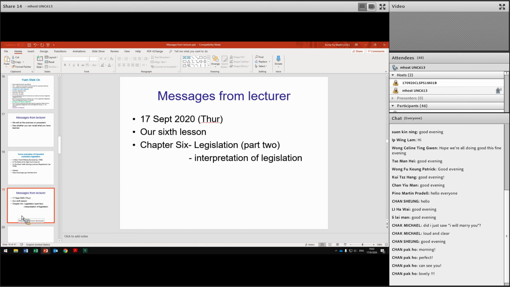Also, this is usually a hard question in the examination. You can expect nearly all the examinations will have a question on interpretation of legislation.